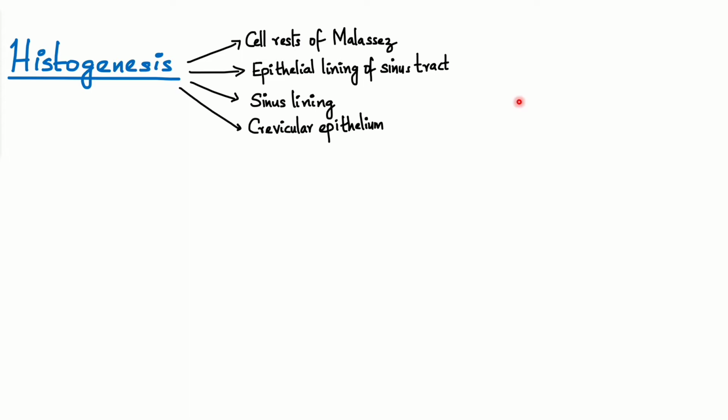Then in the case of a maxillary cyst, maybe the maxillary sinus lining, so when the root of the tooth opens directly into the sinus or when the destruction has gone all the way to the maxillary sinus, the sinus epithelium can contribute to the cyst formation. Or maybe it can come from the gingival crevicular epithelium. Among all of these, the derivation from the cell rests of Malassez is accepted.